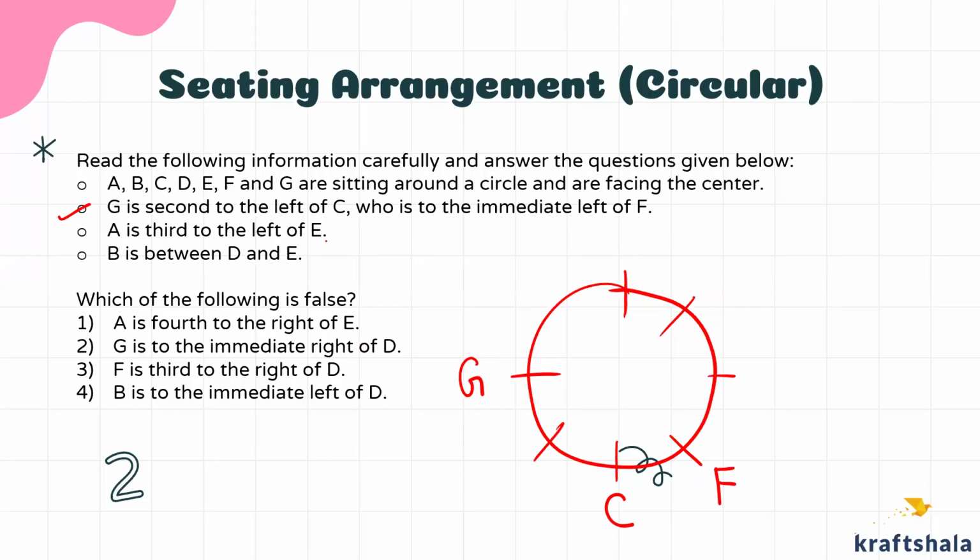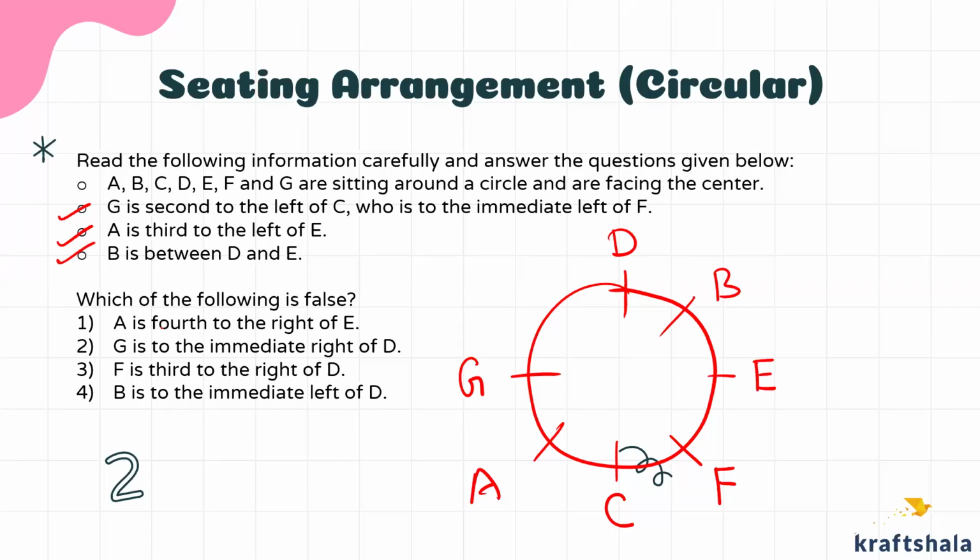A is third to the left of E. If I draw E here, 1 left, 2 left, 3 left, so A must be here. That is the only possibility. And B is between D and E. So I've completed the figure. All the things are being met.